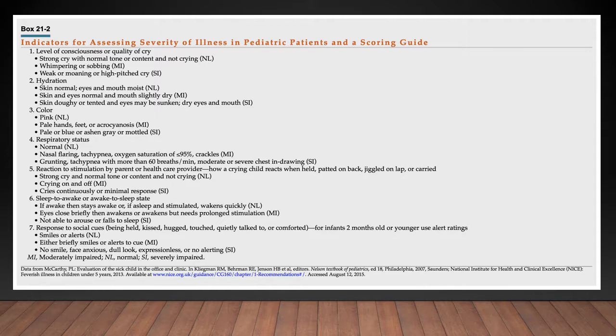Note that it includes level of consciousness, and the quality of cry is rated as normal, moderately impaired, or significantly impaired. Hydration is always assessed. Color, respiratory status, reaction to stimulation by the parent or healthcare provider, and how they respond. Sleep to wake or wake to sleep state. Response to social cues. These are important indicators, and you should use these in your assessment of the child.